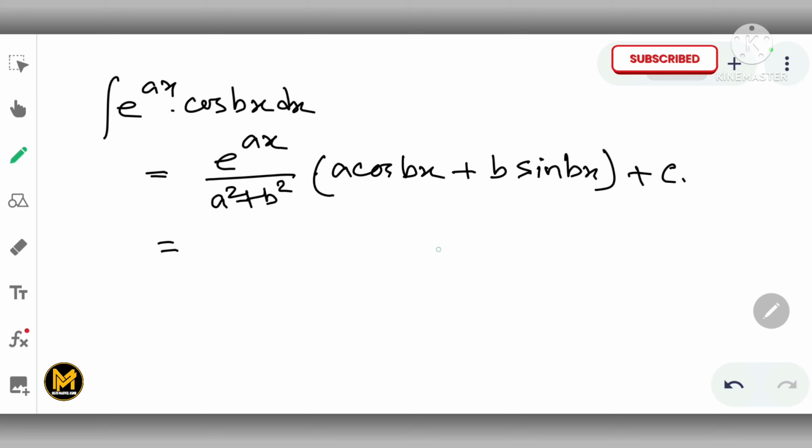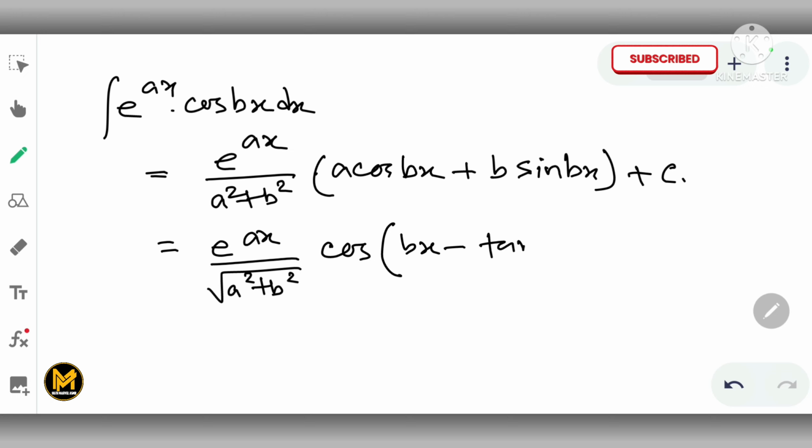Now on the other hand, following the next format we can get e to the power ax divided by root over of a square plus b square, into cos of bx minus tan inverse b by a. Thus we can get this.